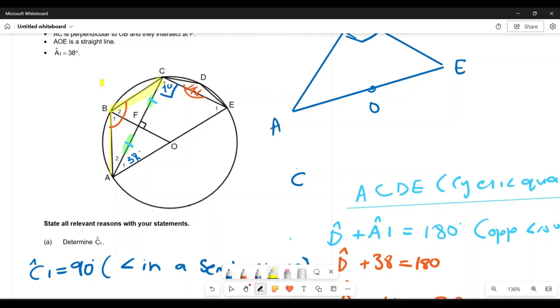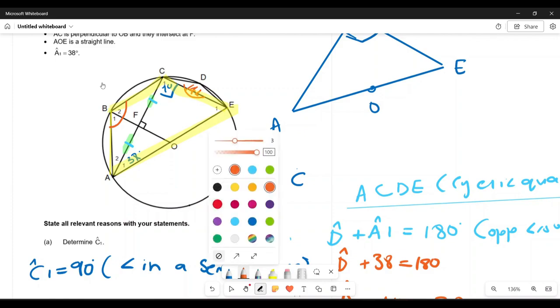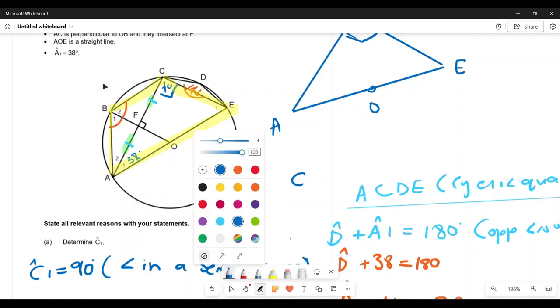I can see that I have B, C, E, A, which are on the circumference of the circle. As a result, this would be a cyclic quad. Let me highlight the cyclic quad I'm talking about. Can you see it highlighted in yellow? It may not be visible, but I've tried to highlight it there.